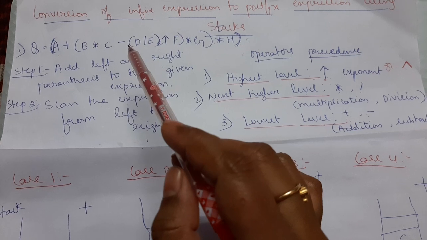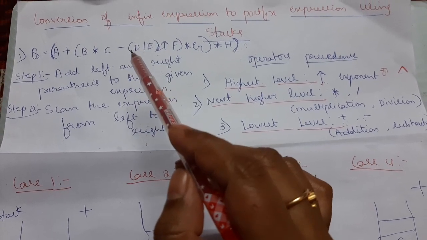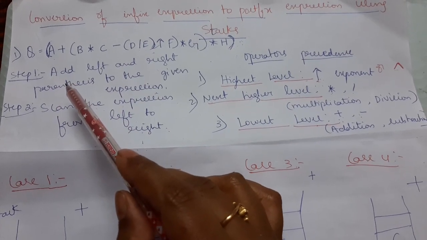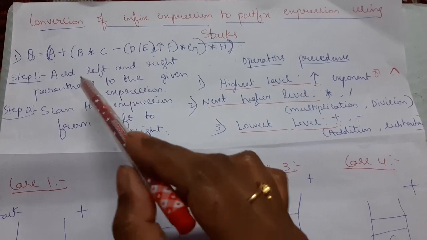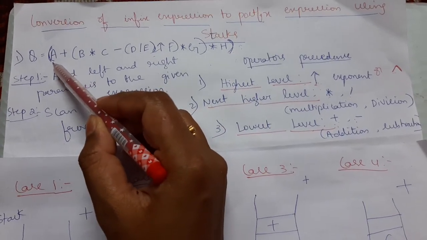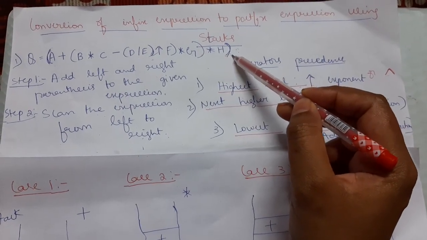So this is the given infix expression. We have to convert this infix expression to postfix expression. To do that, the first step is you have to add left and right parenthesis to the given expression. Whatever the expression is, you have to add left parenthesis to the starting of the expression and right parenthesis to the ending of the expression.